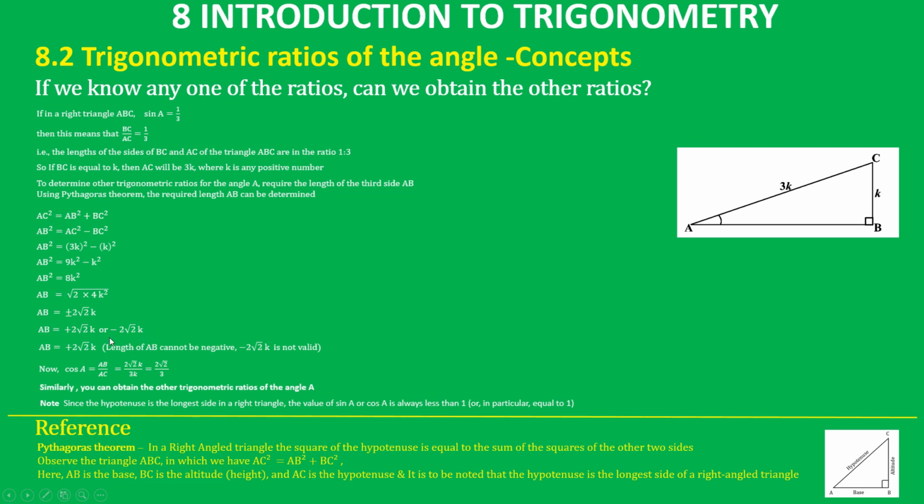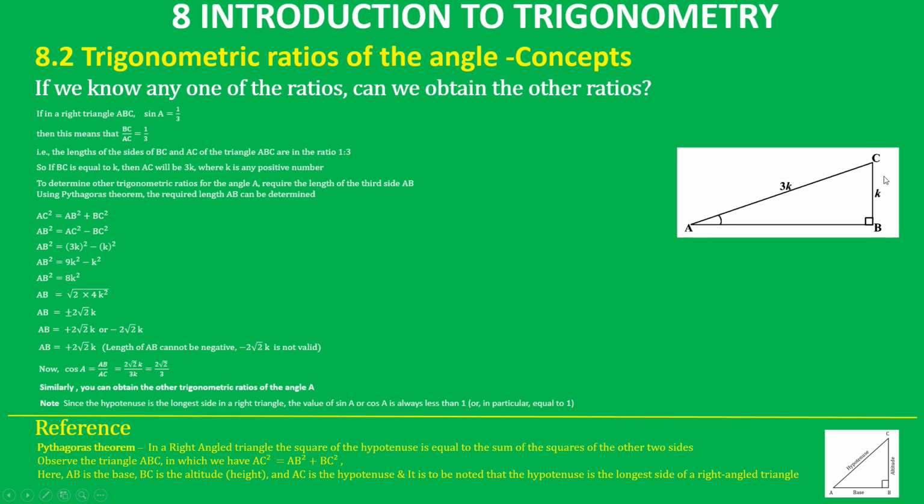AB can have the value plus 2 root 2 K or minus 2 root 2 K. Minus 2 root 2 K is not valid for the side AB. Why? Can the side be negative? It cannot be, right? Length of AB cannot be negative. If this is K and this is 3K, this cannot be negative. It should have at least some length. That means minus 2 root 2 K is not valid. Now what is the value of AB we got? Plus 2 root 2 K.